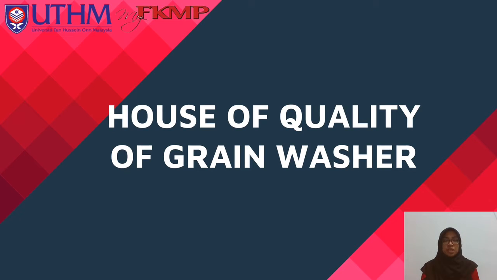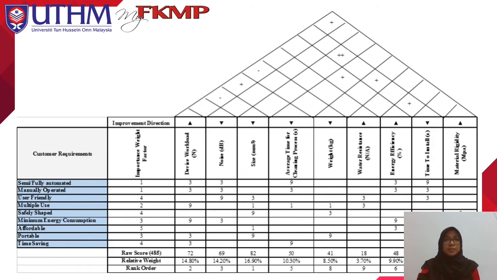Apart from the objective tree, we also managed to construct a house of quality from the market survey. The house of quality consists of customer requirements and engineering characteristics that have a correlation with our product. The relation between customer requirement and engineering characteristic is evaluated based on values of 1 for weak, 3 for medium, and 9 for strong. At the end, the ranking order for each of the engineering characteristics is decided. The engineering characteristic that tops the rank is size, and water resistance is at the last rank.